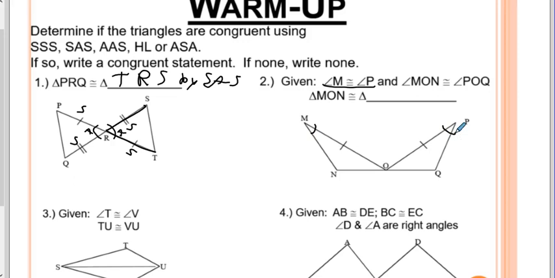Now, MON, where is that? Well, MON is right here. It is congruent to POQ. Where is that? That's right here. So we mark those congruent. You actually have to do some work. Anything that you're told is congruent, you have to go in and mark it congruent with hash marks and arc marks. Now that we have everything marked, we go through and label what we have.